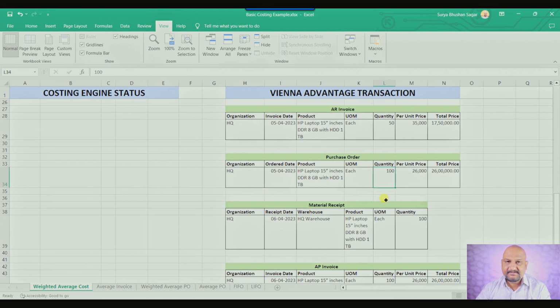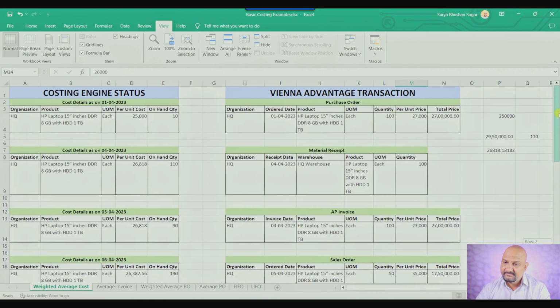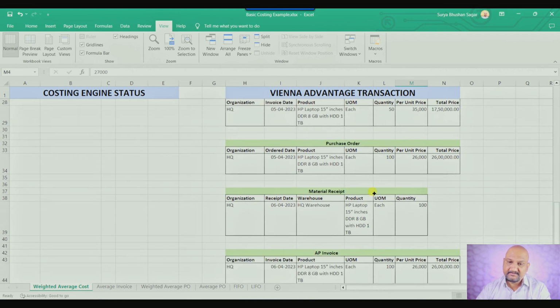Now once this is done, I again initiated a purchase order on 5th of April for 100 quantities, but this time I'm not getting the previous price. Instead I'm getting 26,000 as price. That is a little lower than the previous price. So once I raised my purchase order to the vendor at 26,000, on 6th of April I received these 100 quantities.